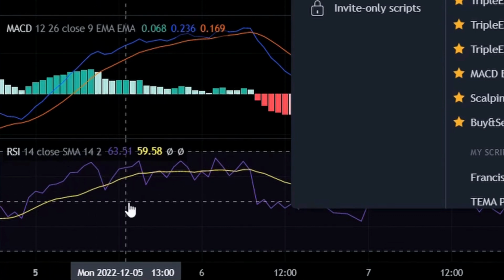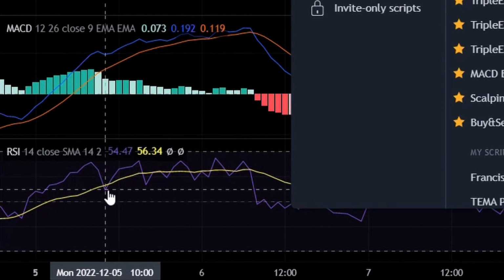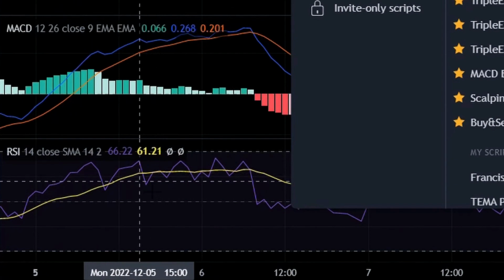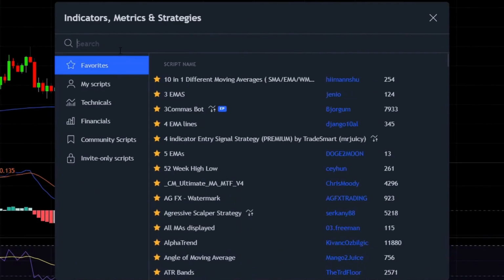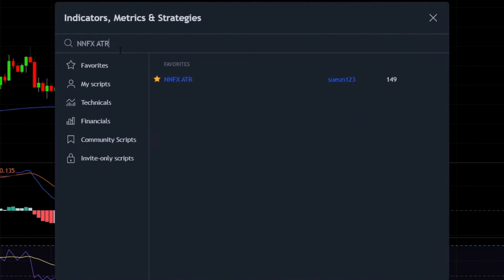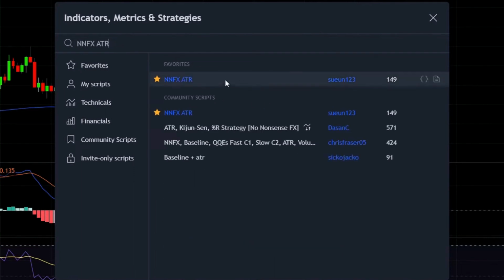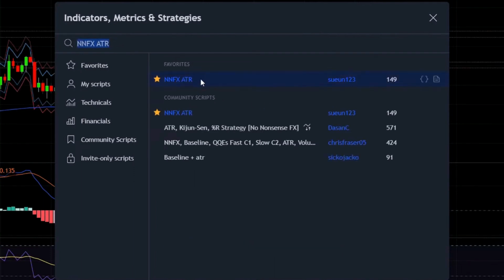But what I came up with and worked perfectly is to do exactly the opposite. But I will show you that later. Now let's move on with our indicators. Third indicator which was recommended by ChatGPT is the ATR. So type in an NFX ATR and click on this one. This indicator will be used for our take profit and stop loss placements.